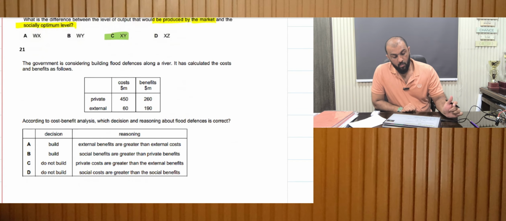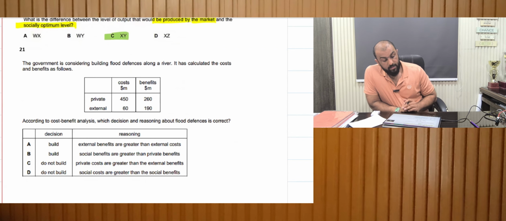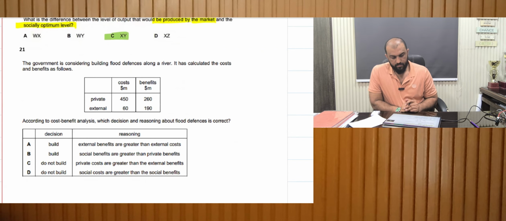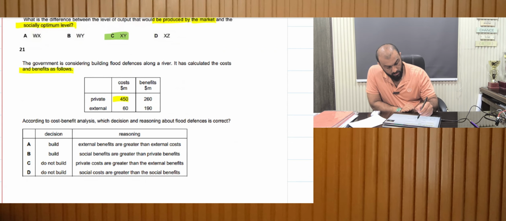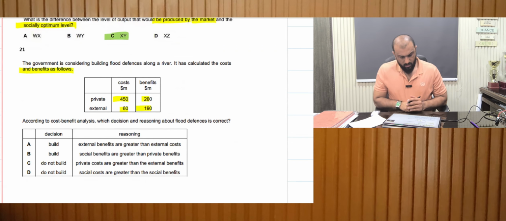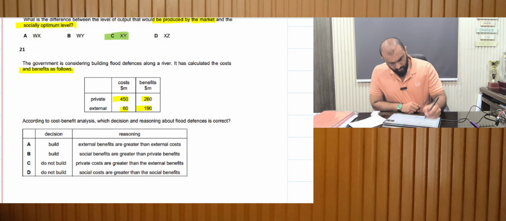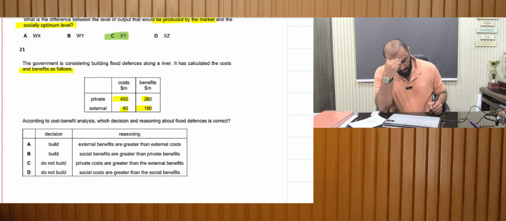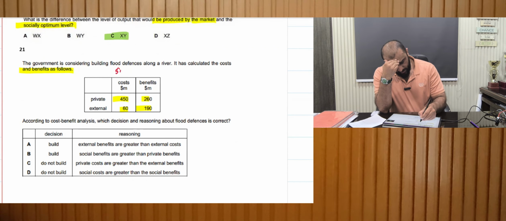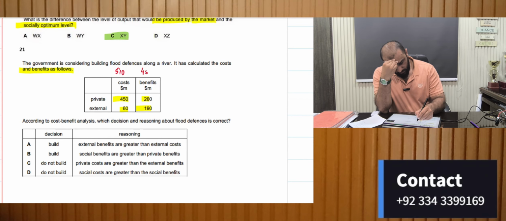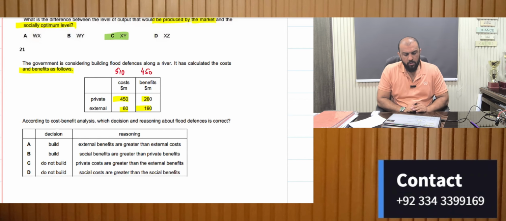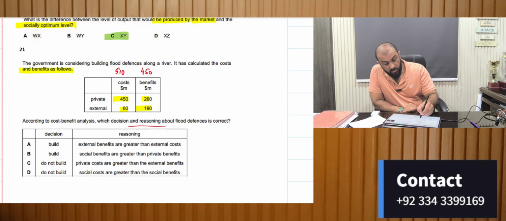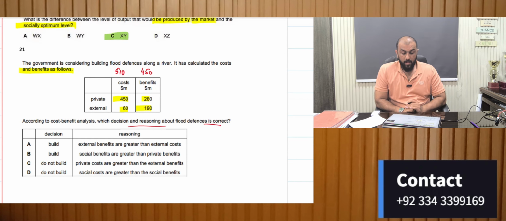Okay, a big one. The government is considering building flood defenses along a river. It has calculated the cost and benefits as follows: cost, benefits. Okay, let's calculate the total cost, which is 510, and the benefits would be 450. According to the cost benefit analysis, which decision and reasoning about flood defenses is correct?